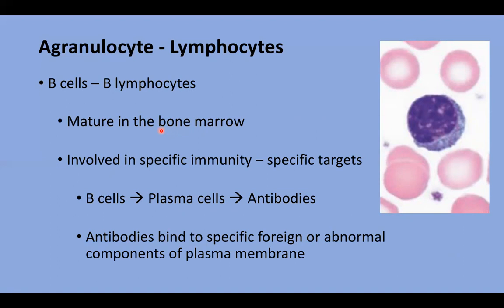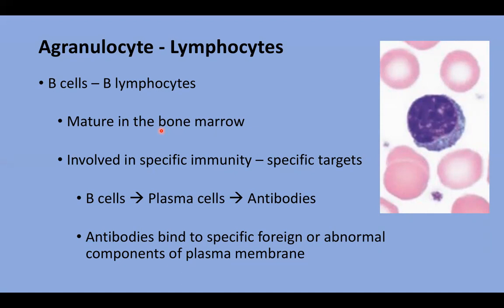And this is very different than the non-specific immunity that the natural killer cells take part in, because in specific immunity, there are going to be specific targets. They're going to be involved in a type of immunity that doesn't just kill all foreign cells, regardless. They are going to only be involved in killing certain foreign cells. And it's these B lymphocytes that are going to be responsible for producing something that is in the news a lot lately because of COVID, antibodies.